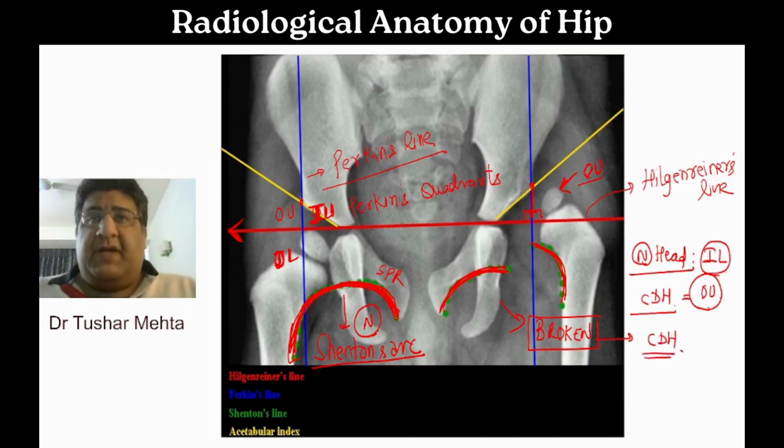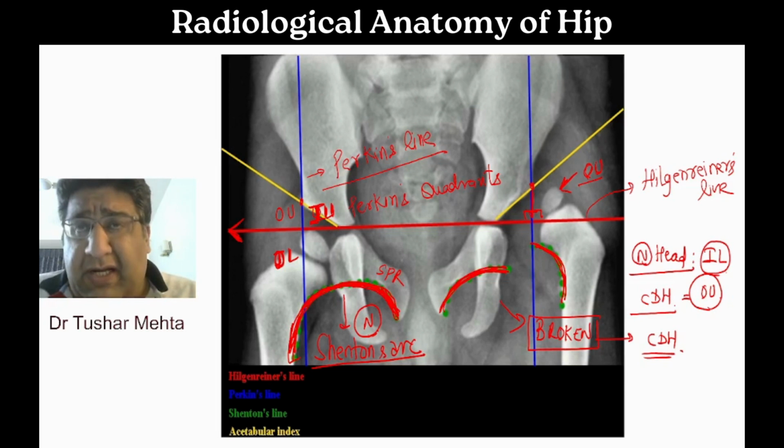So this frame of screen which you have right now is one of the most important frames for MCQs on Radiological Anatomy of the Hip, which includes lines around the hip, where not only do we talk about Shenton's arc, we talk about Hilgenreiner's line, we talk about Perkin's line, we talk about Perkin's quadrant.